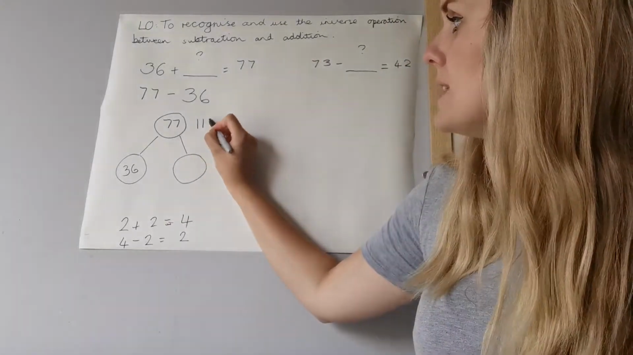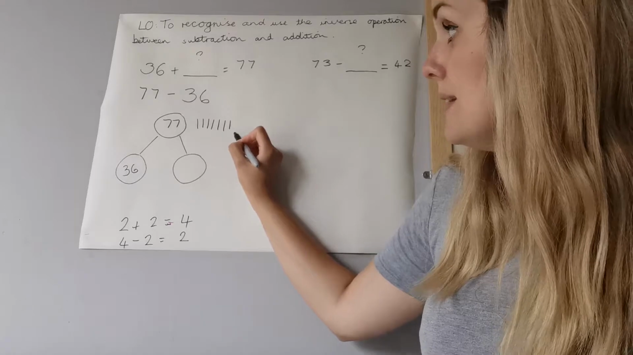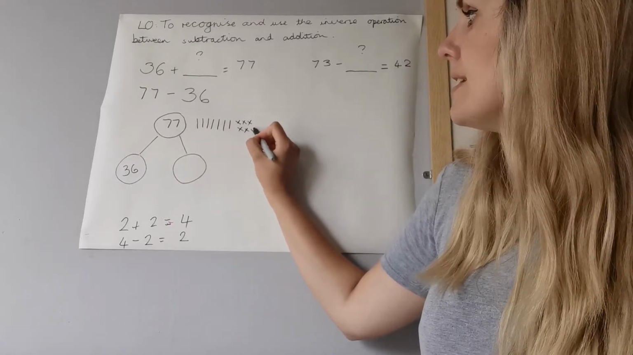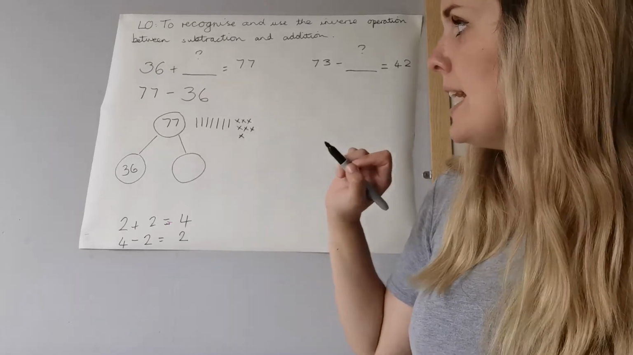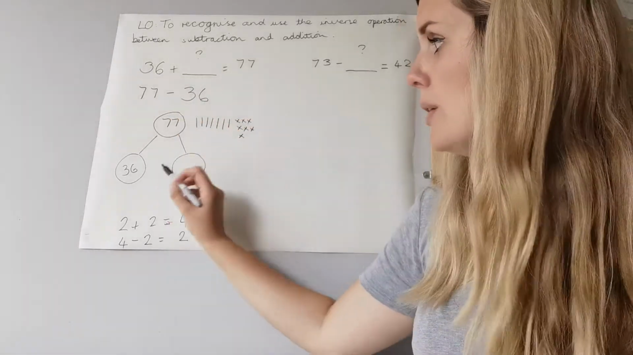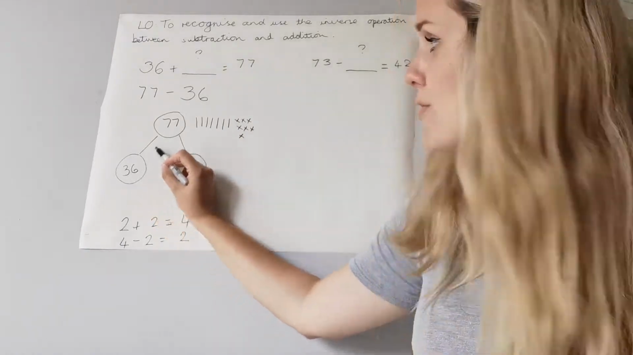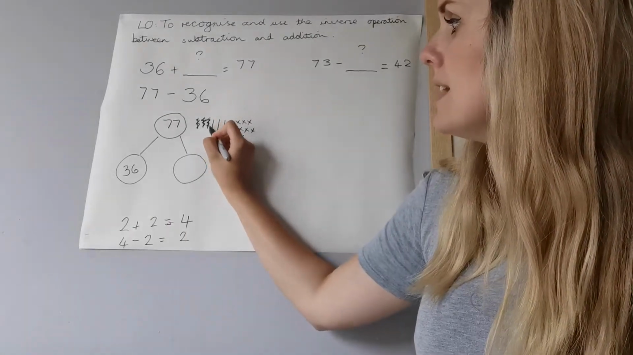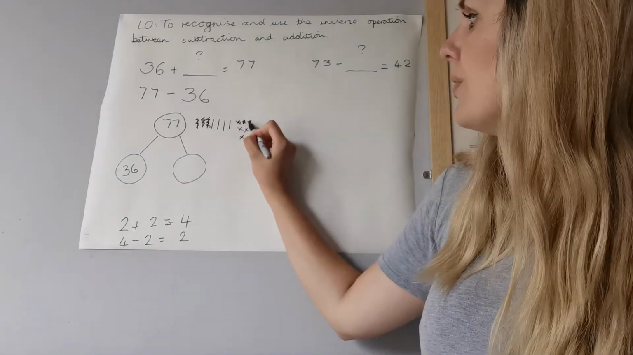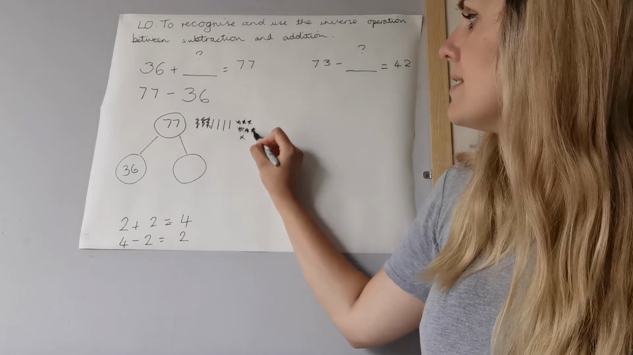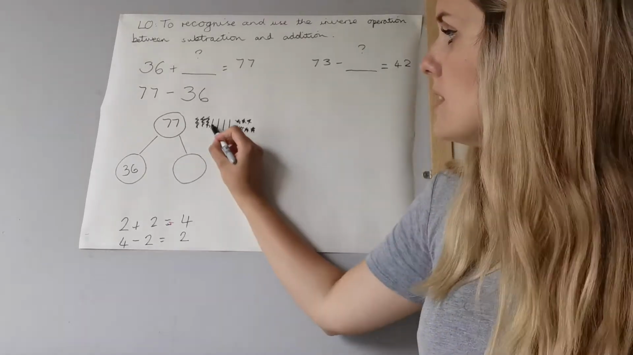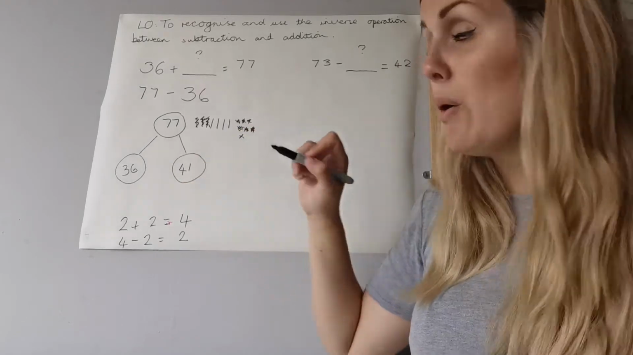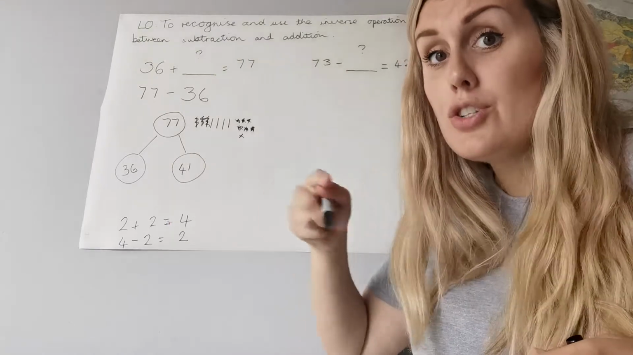So 10, 20, 30, 40, 50, 60, 70. And then 7 ones, 1, 2, 3, 4, 5, 6, 7. Okay? Now, remember I'm subtracting. So I need to take away 36 from my 77. Okay? So I'm going to take away 3 10s, 10, 20, 30, and 6 ones. 1, 2, 3, 4, 5, 6. And I'm left with 10, 20, 30, 40, 41. Now, I can now use the inverse to double check.